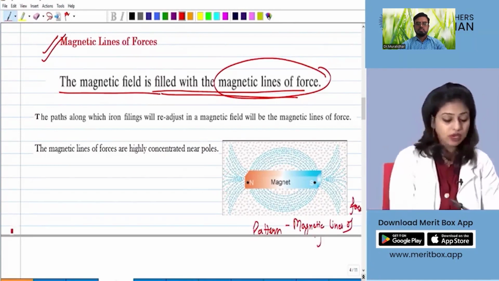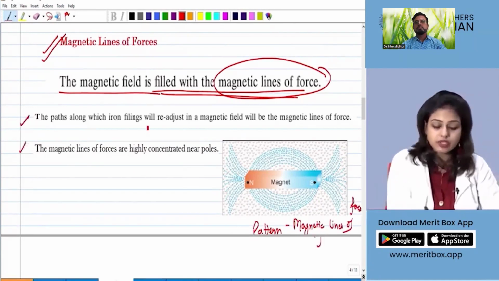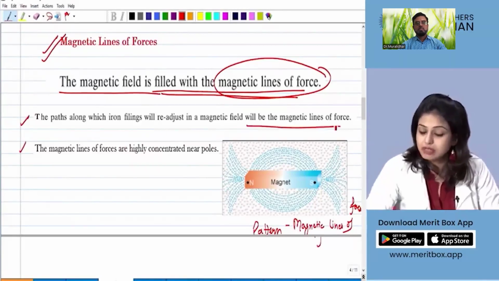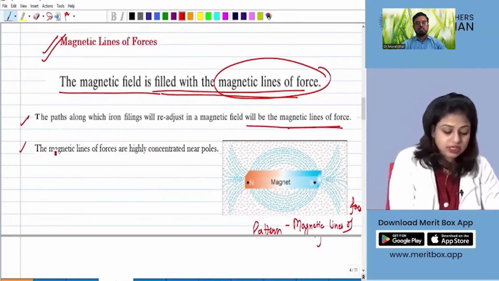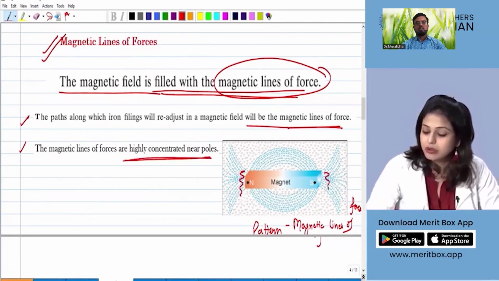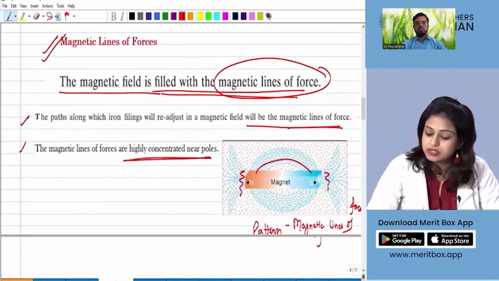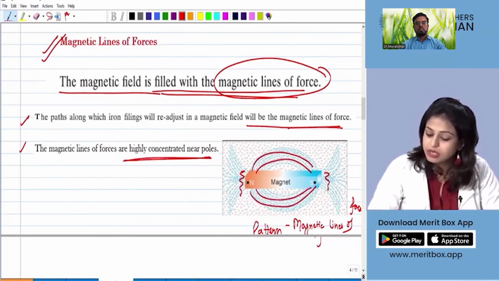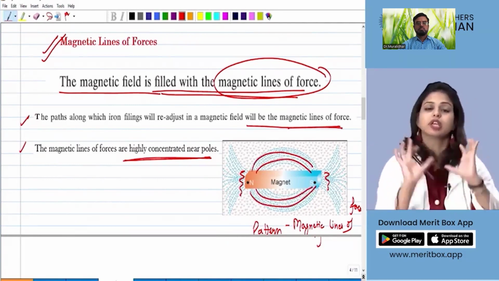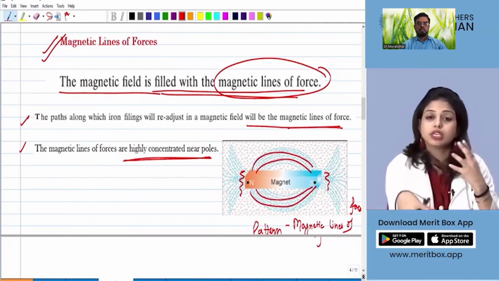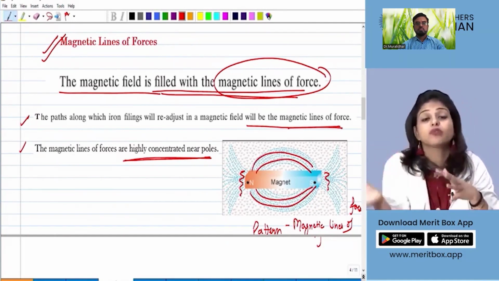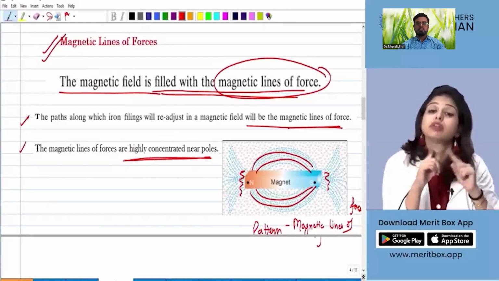Now, what you observe is written here. The path along which the iron filings readjust in the magnetic field is the magnetic lines of force. These magnetic lines are highly concentrated near the poles and they form concentric circles in between both the poles of the magnet. Right? Now, we observe what is magnetic field, right? How these magnetic fields are filled with the magnetic lines of force, where they are concentrated more, where they are concentrated less, they are forming circular patterns.